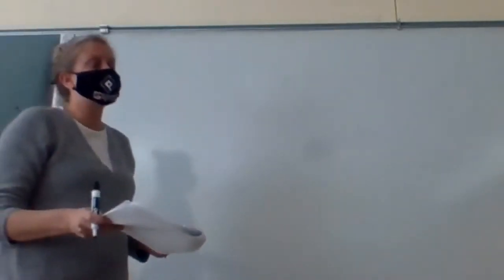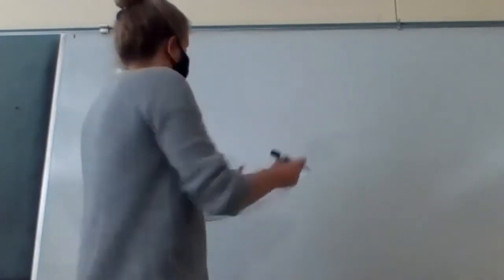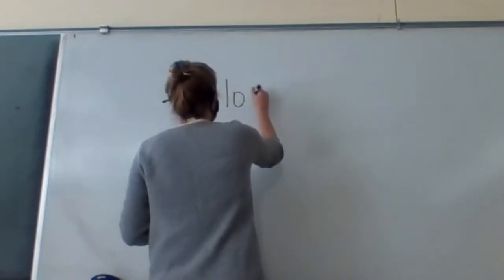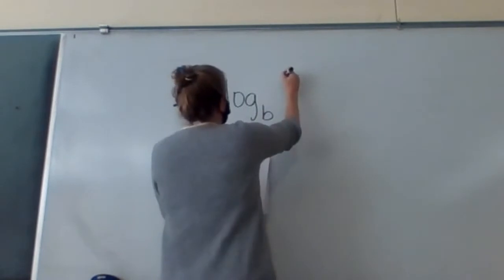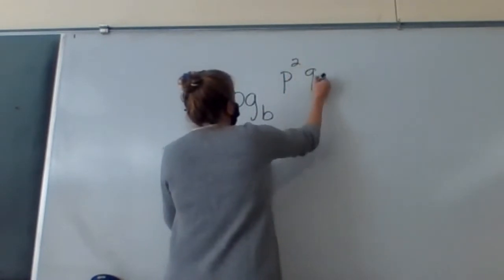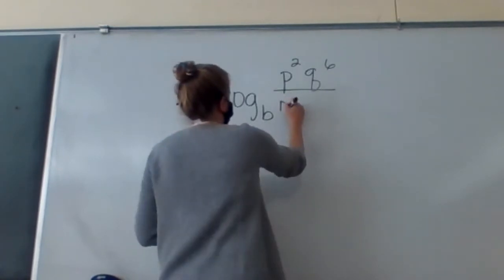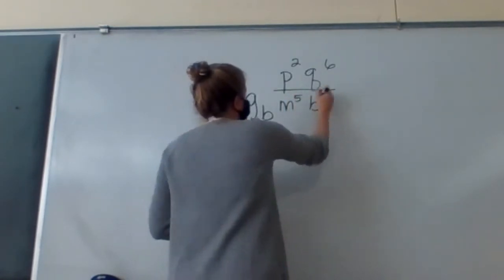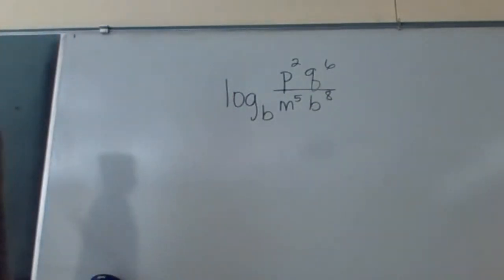Now, luckily, this next one is even more in-depth and complicated. It's got sums and differences, but it's multiple choice, so you won't have to type the answer all the way in. So it says express log base b of p squared q to the 6th over m to the 5th b to the 8th. So this has all kinds of log properties.